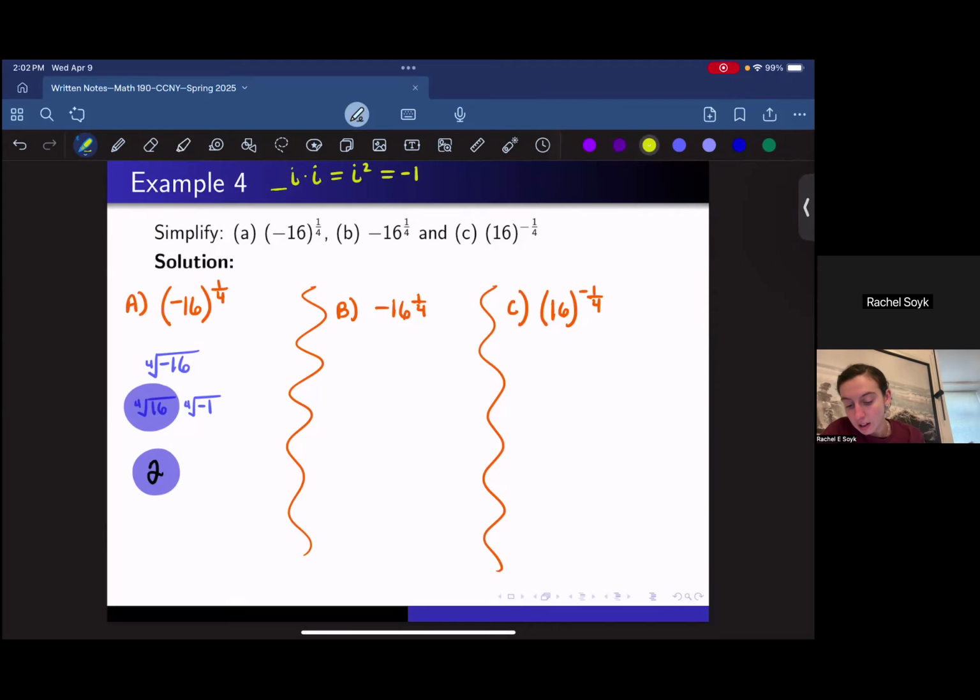If you know that i times i, that's our i squared, gives us negative 1, then we're looking at the square root of i, which is really just i to the 1/2 times i to the 1/2 times i to the 1/2 times i to the 1/2 is equal to 1. So the fourth root of negative 1 is the square root of i.